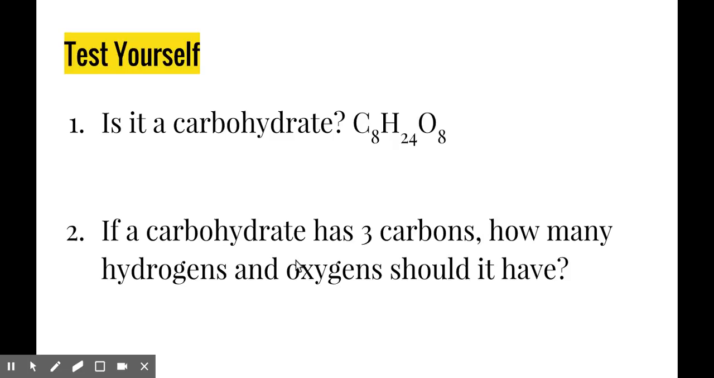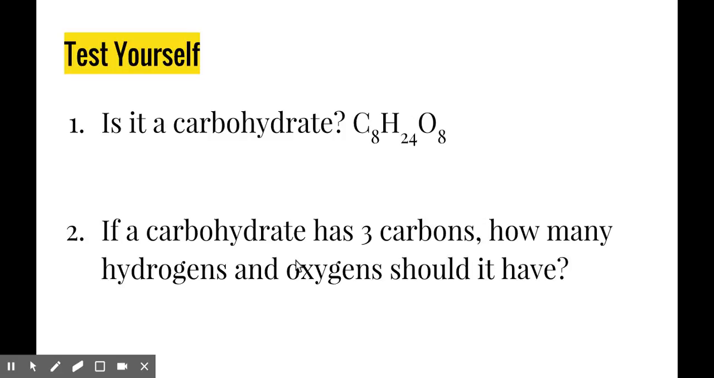So, quick concept check. Number 1, is C8H24O8 a carbohydrate? Hopefully you're able to get that it's not. So it passes our first check. We have a 1 to 1 ratio of carbon and oxygen. There are 8 atoms of each, but it does not pass our second check. So we should have the 1 to 2 to 1 ratio. So instead of having 24, which is a 1 to 3 to 1 ratio, we should have 16. So if it was C8H16O8, you would be good to go to call that a carbohydrate.